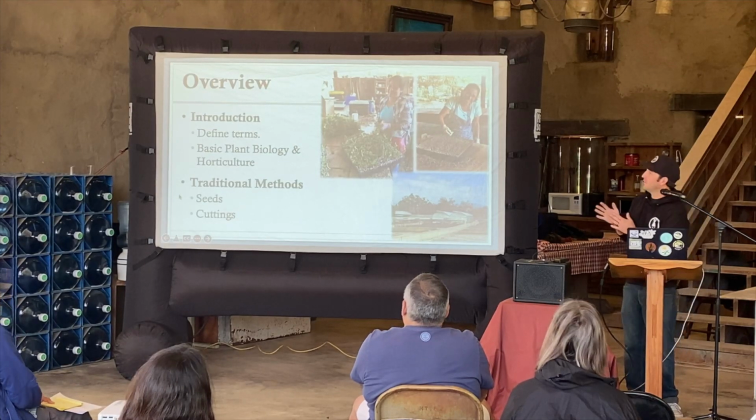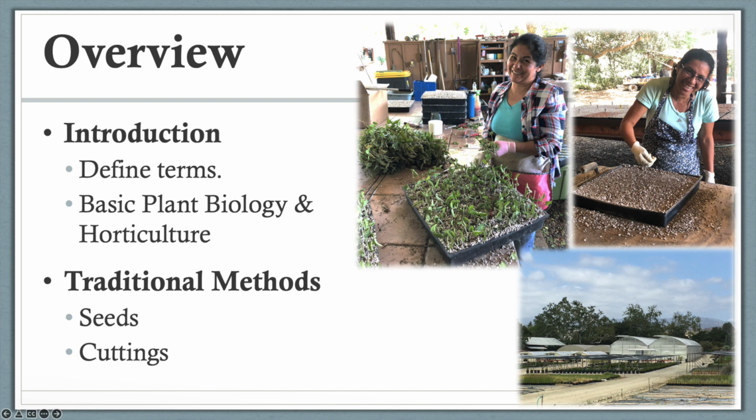Okay, so a little bit of an overview of this talk. We need to define some of our terms. A lot of people will kind of misuse some of these terms, but if you really understand them as far as biology and botany and propagation, horticulture, what does this all mean specifically? It really helps you understand what you're doing if you're trying to grow plants.